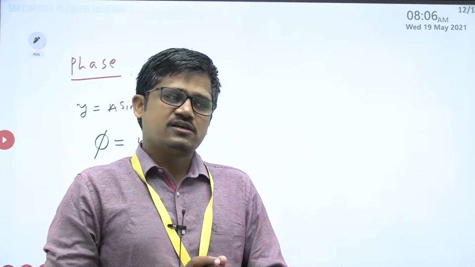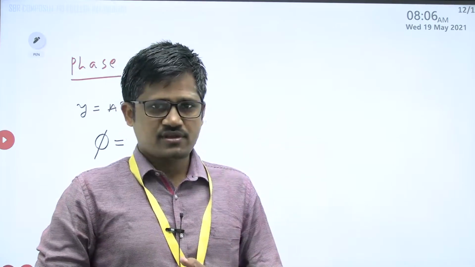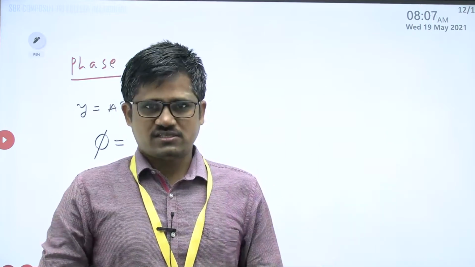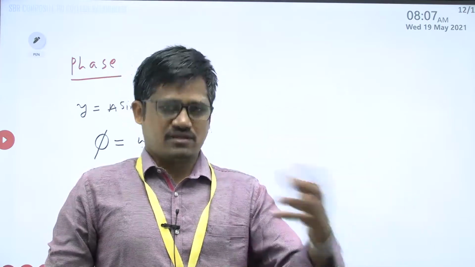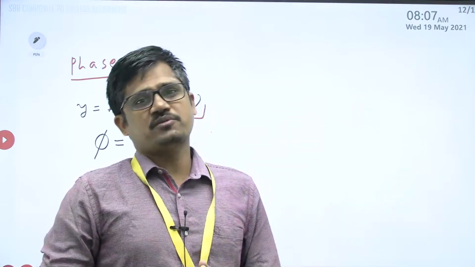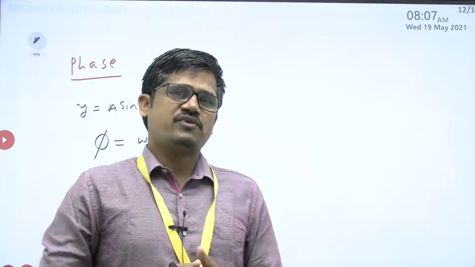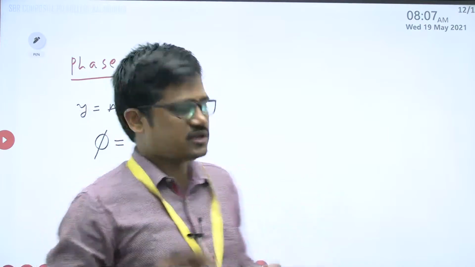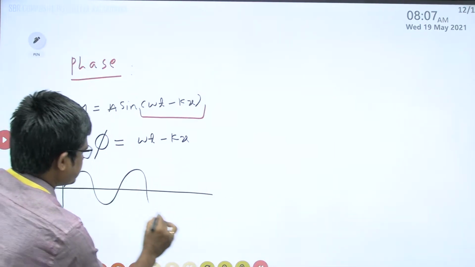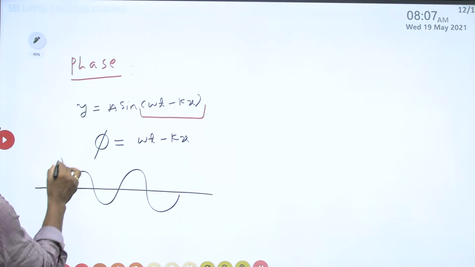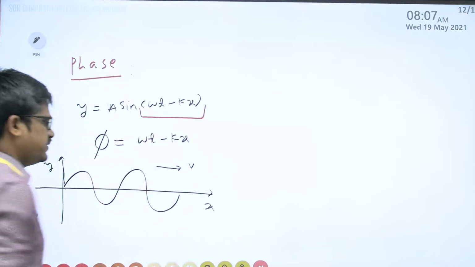Phase is that quantity which tells you complete detail of the wave. So at what distance, which particle is vibrating, and what is the displacement of that particle at any instant of time. Phase tells you complete information about the wave. Let me tell you, for example, see, this is the wave, right or not? Okay. This is the wave. The wave is moving like that with some velocity v.